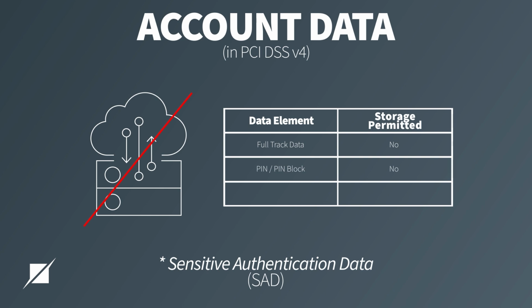The second is PIN or PIN blocks, and that's exactly what it sounds like. It's the PIN you have for a debit card. For international organizations, the PIN can also be used for chip and PIN for credit card transactions.